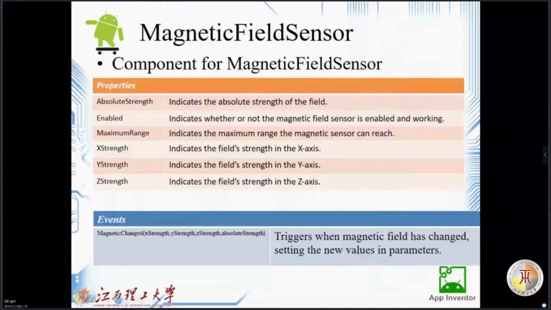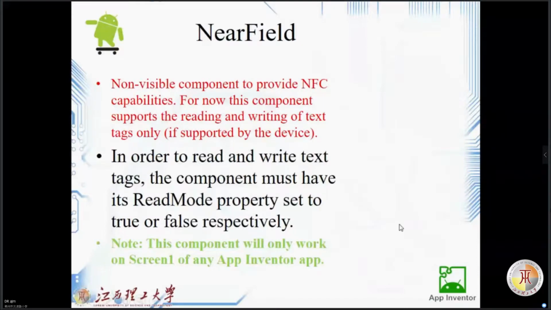Near field is one more sensor component, which provides NFC capability. Some mobiles have this, some mobiles don't have this NFC feature. For now, this component supports reading and writing of text only. In order to read and write text tags, the component must have its ReadMode property set to true or false. Also remember this point that this component will only work on Screen1 of any App Inventor app.